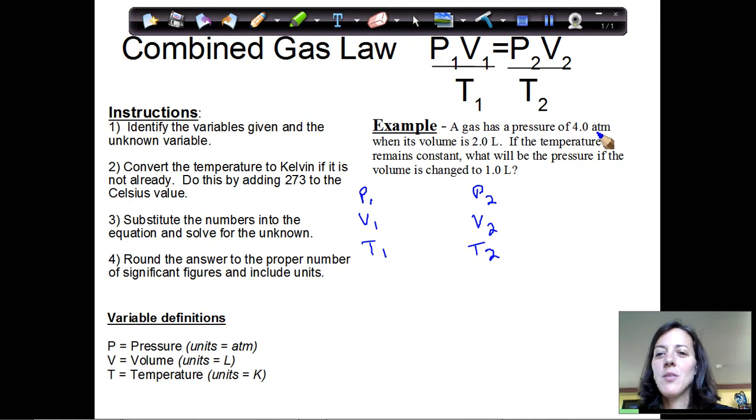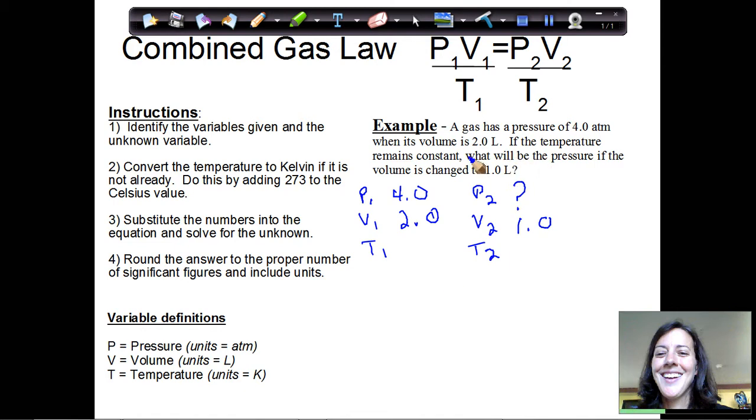So we have a gas with a pressure of 4 atmospheres and a volume of 2. The temperature remains constant. We'll come back to that. It wants to know what the pressure will be, so we're looking for the second pressure if the volume is changed to 1 liter.